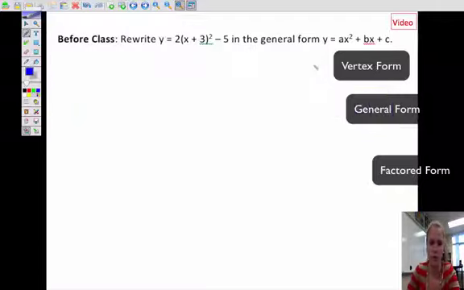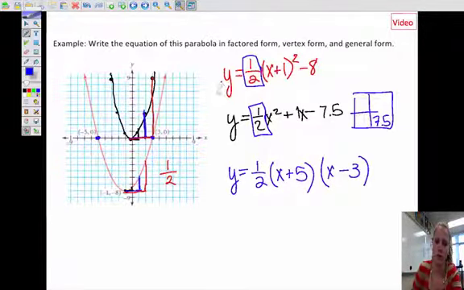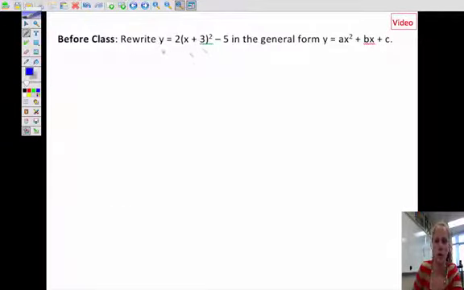Okay, so for class, why don't you try to rewrite y equals 2 times the quantity (x plus 3) squared minus 5 in general form. So just as I did, going from here to here, you're starting off in vertex form, try to expand that into expanded or general form.